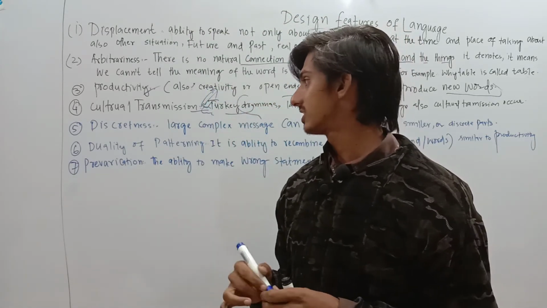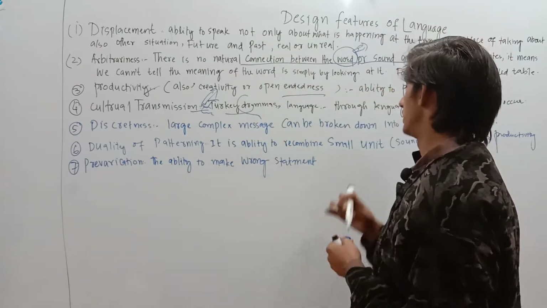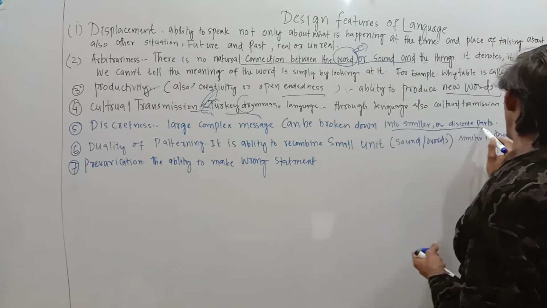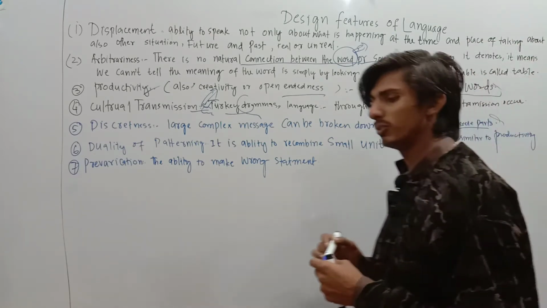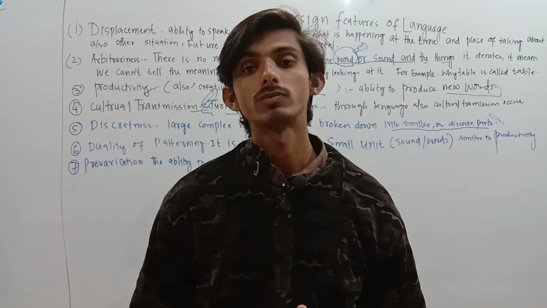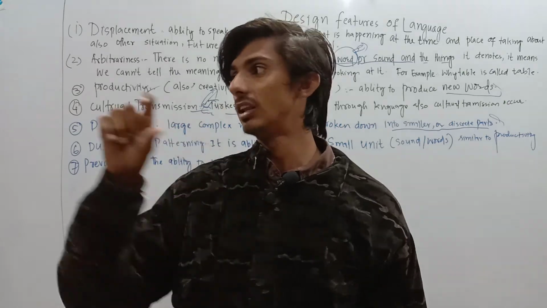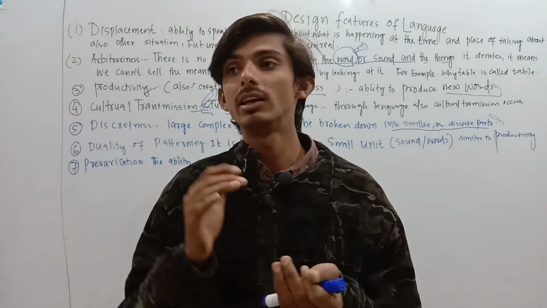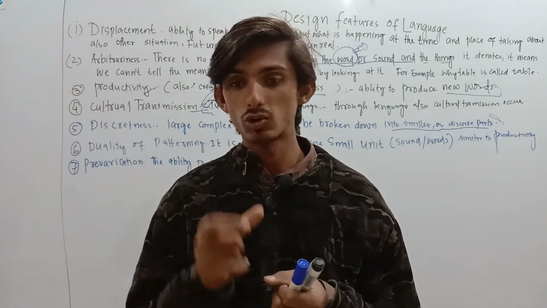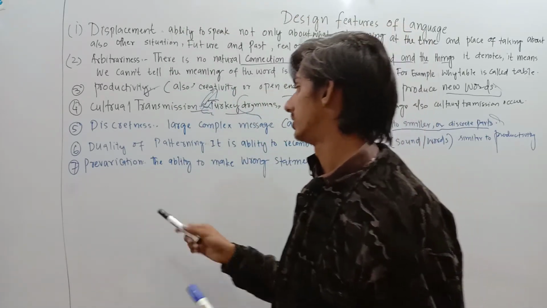The fifth is discreteness. What is discreteness? A large, complex message can be broken down into smaller, discrete parts. For example, there is a long paragraph or a long book, and we make it into a summary or break it down. Or there is a long word, and we make a short, similar word for it. This is discreteness. It is very simple.